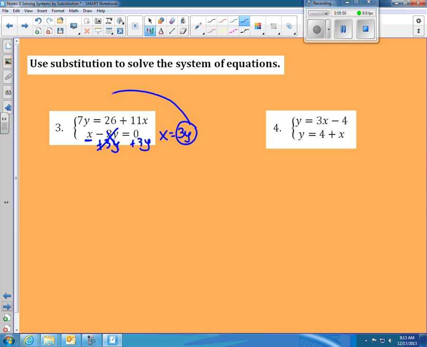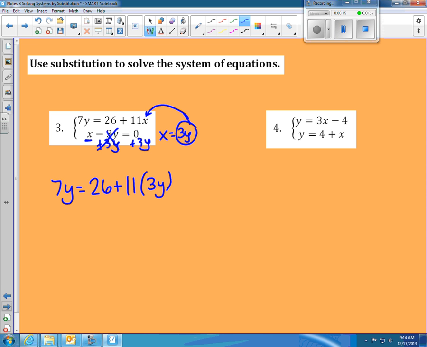I'm going to tell you, you're going to plug that back in. Oops, not in for y. There we go. We're going to plug that in for x. So I'm going to get this started. 7y equals 26 plus 11 times, oh, not x, but 11 times 3y. I want you guys to finish this problem and solve for y and solve for x.